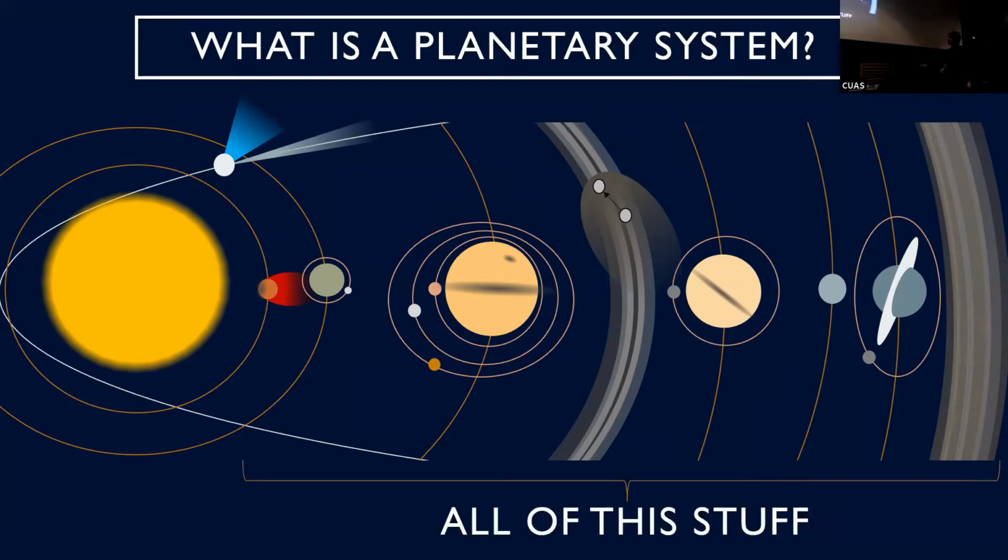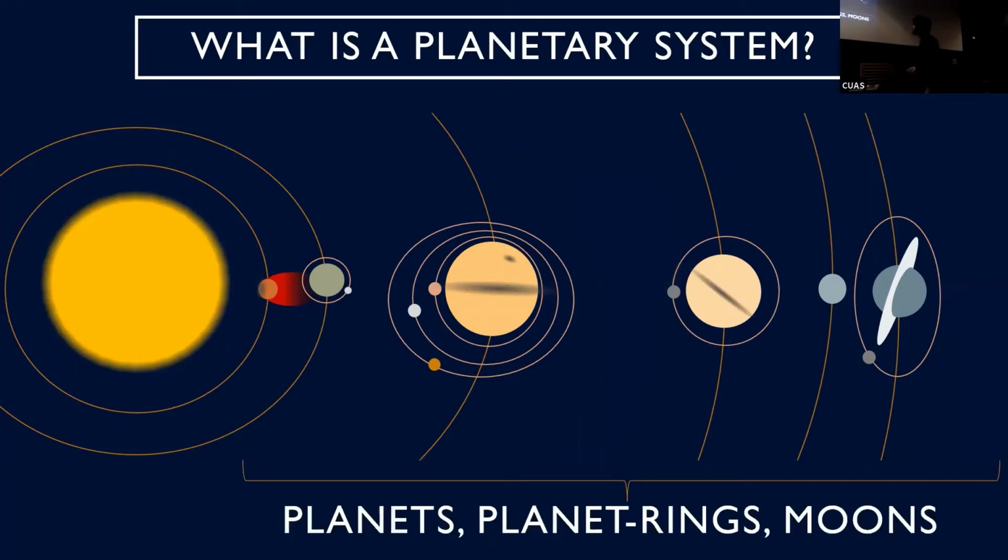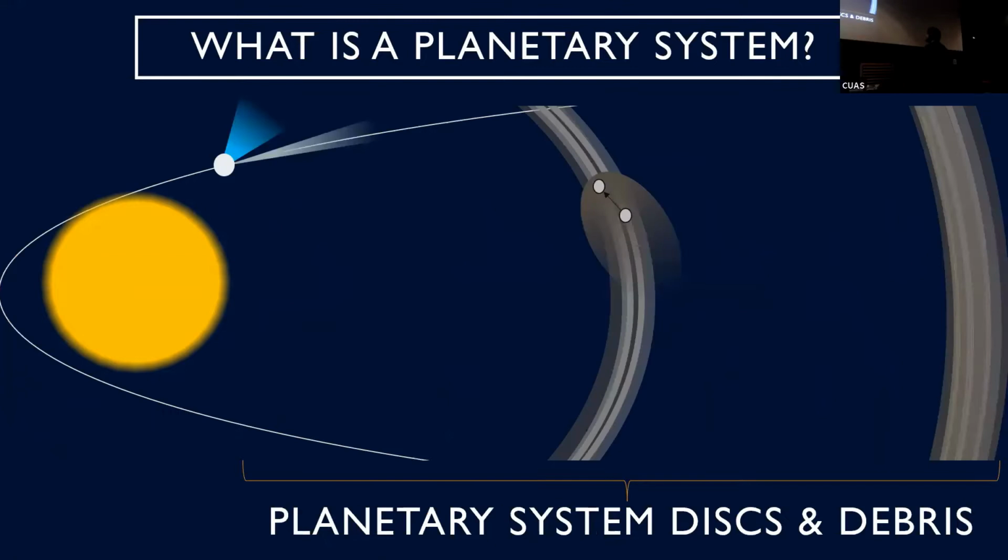So all of this stuff, all of that is what I'm talking about when I'm referring to a planetary system. So the planets, the planet rings, the moons, and then the planetary system disks and debris. Okay, and I'll focus a bit more on this stuff later in the talk.